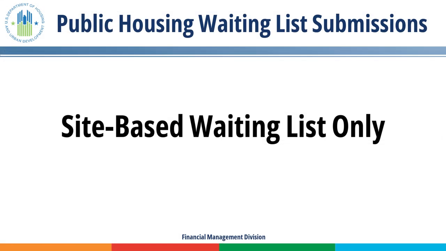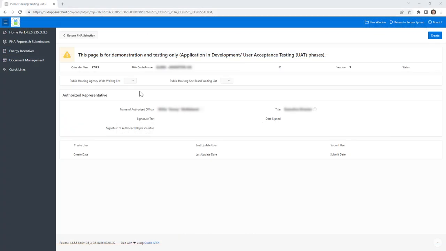Site-based waiting list only. Complete the following steps if your PHA maintains site-based waiting list only. Select No for Public Housing Agency-Wide Waiting List. Select Yes for Public Housing Site-Based Waiting List. Click the Create button.